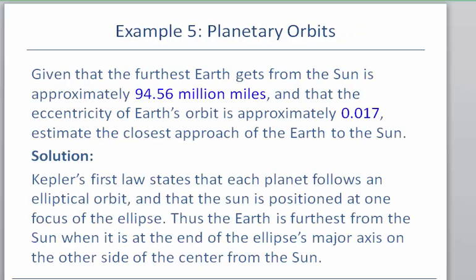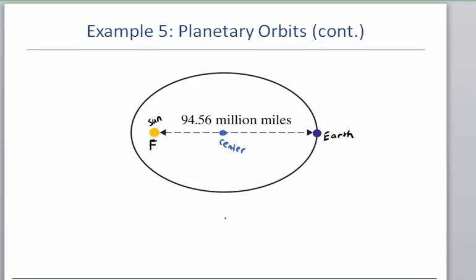The next sentence says, thus the Earth is furthest from the sun when it is at the end of the ellipse's major axis on the other side of the center from the sun. Okay, so what that means is that the furthest position of the Earth from the sun is where we have the dots in the picture. As the Earth moves around, it only gets closer. For example, if the Earth was here, this distance to the sun would be closer than the distance that we have here. And if the Earth is here, then its distance to the sun is even closer.